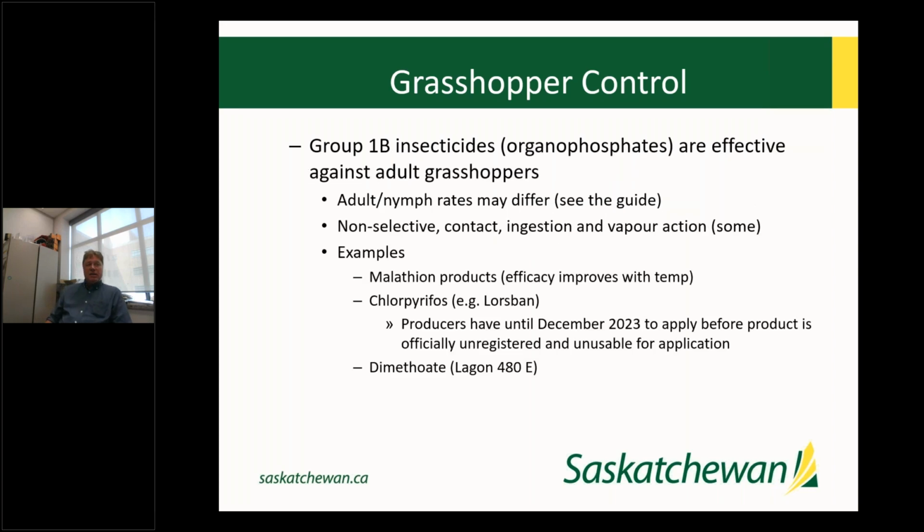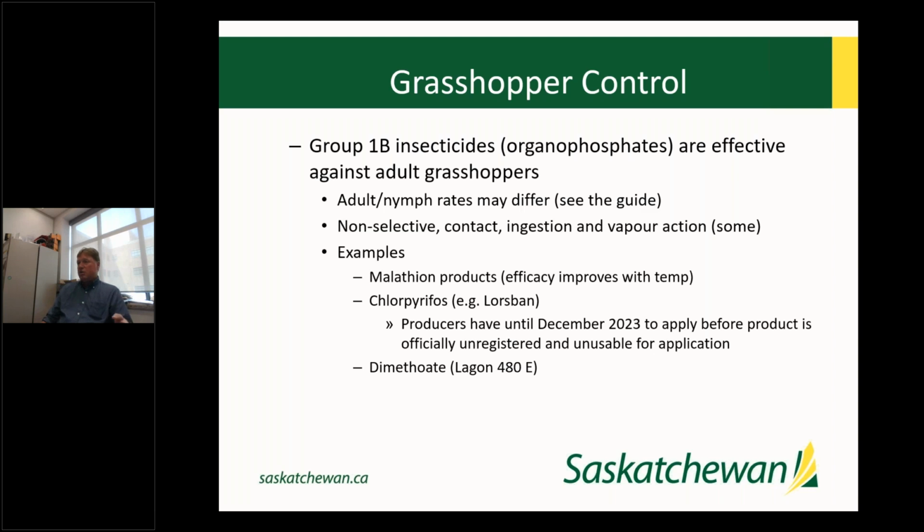Group 1B insecticides are some of our older chemistries. Some of these go back to the 1930s. These are the organophosphates, and they are effective against adult grasshoppers, but they're also broadly effective against a lot of other organisms, including a lot of your natural enemies. So consider this with control, but you're going to get some good control of grasshoppers with these products. Adult and nymph rates are going to differ. See the guide. Non-selective contact, ingestion, and vapor action.